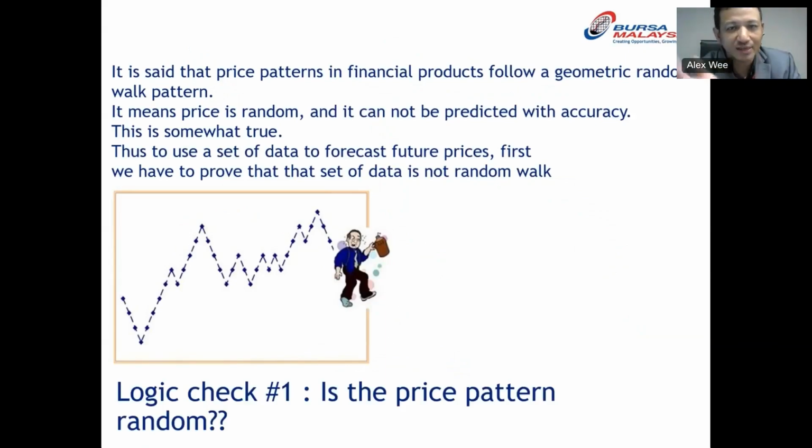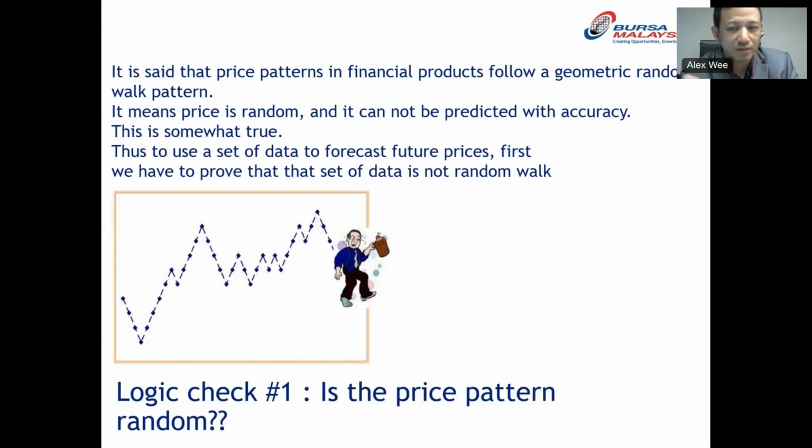Okay, so it is said that the price pattern in the financial market follows a geometric random walk. If you don't know what I'm talking about, there is a book in Kinokuniya called Random Walk Down Wall Street. What it says is that it's not easy to predict the market. The market is random most of the time. Sometimes the market is non-random where it trends, but most of the time the market is random.